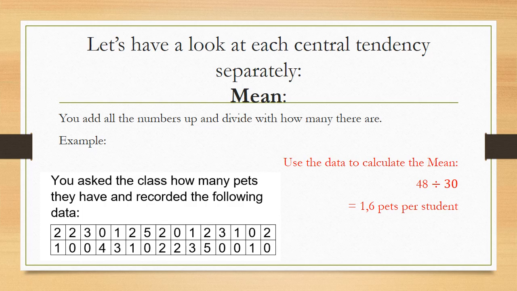recorded the following data: 2, 2, 3, 0, 1, 2, 5. Those are the amounts of pets that your classmates had. So you add them all together: 2 plus 2 plus 3 plus 0 plus 1 plus 2 plus 5, etc. And you divide by how many there were. If you count all those blocks, you will see that there are 15, and 15 in 2 rows makes 30. So you divide your answer by 30. That gives you, on average, 1.6 pets per student.